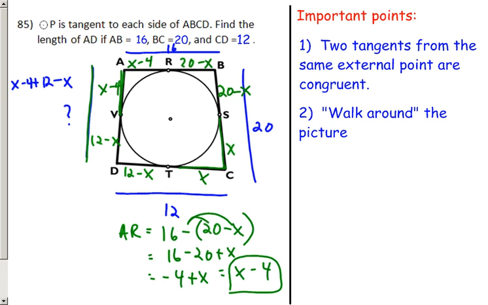plus 12 minus x. And if you do this correctly, you'll see that the x's will cancel because you'll get a positive and a negative x. Negative 4 plus 12 gives you AD as 8. If you want to start somewhere else and try it again, feel free and see if you will also get AD to be 8.